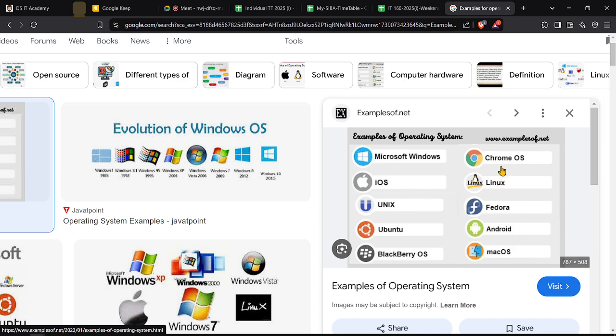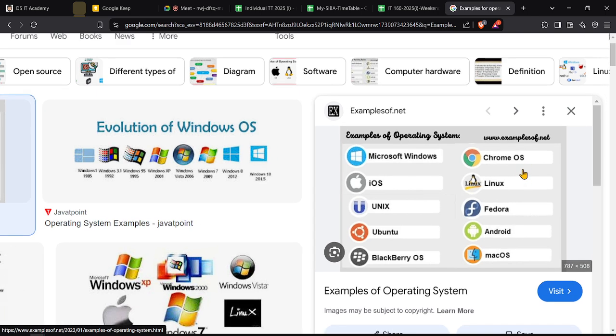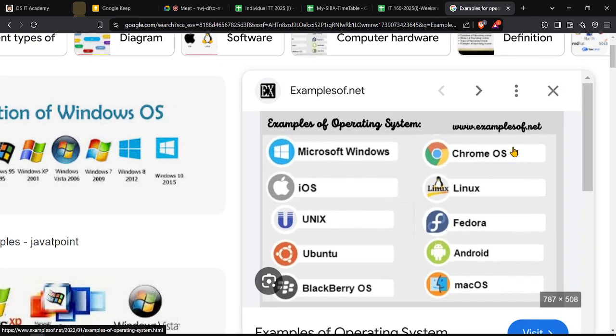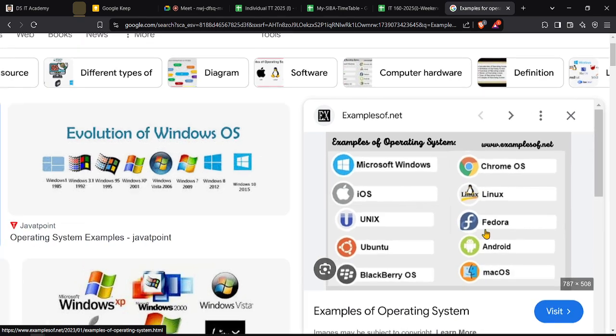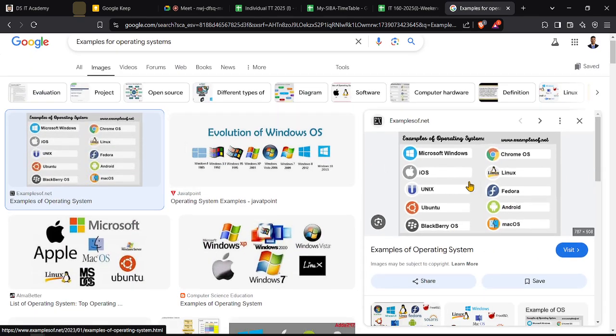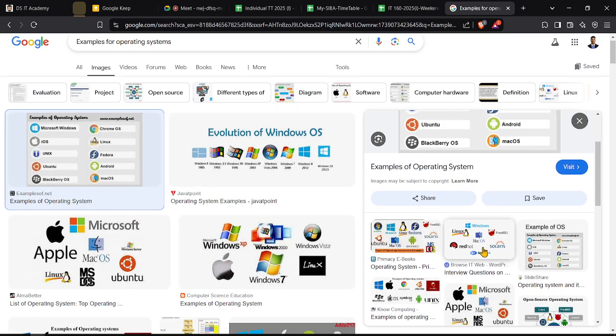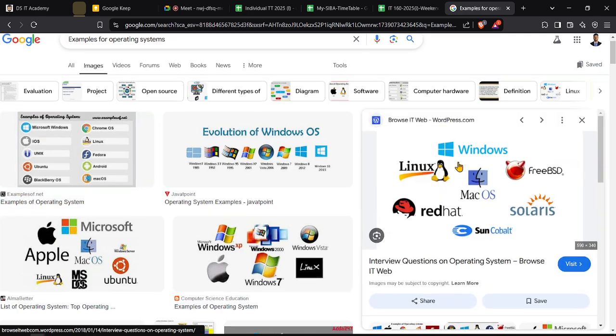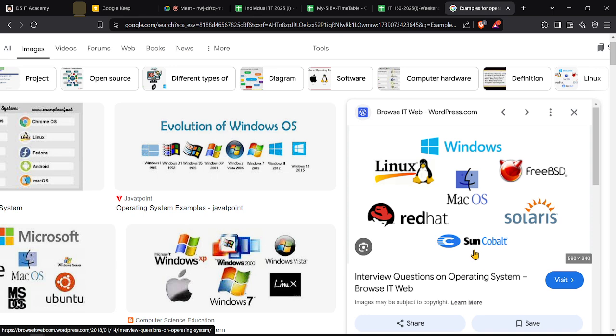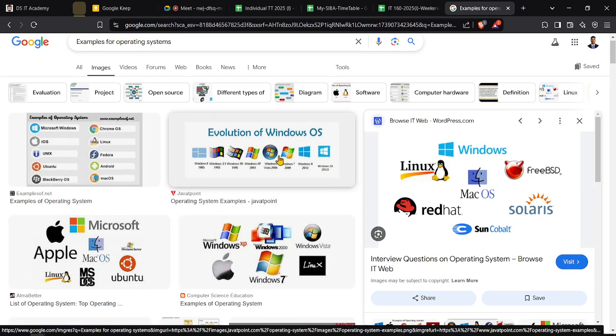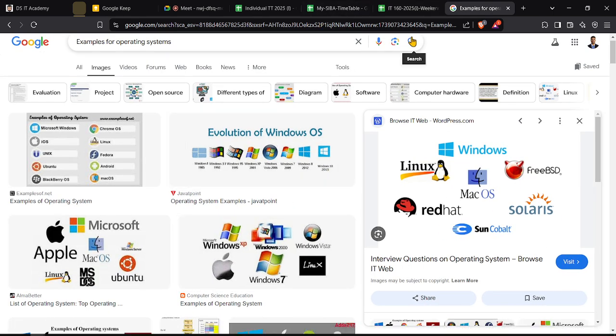There's a thing called Chrome OS also, but for the examples, don't write this one. You can use any of these. Fedora is a Linux distribution, and you have Kali Linux. Kali Linux is also an operating system, and here you have Red Hat. Likewise, you have several options, right?